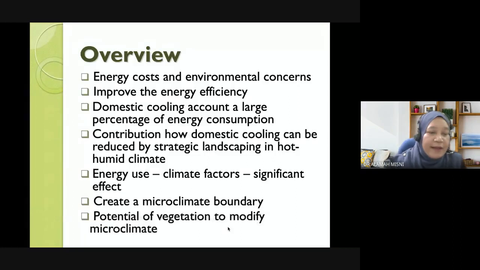In essence, climate factors have a significant effect on the balance of energy usage in buildings. By controlling the microclimates, it is possible to control energy usage for cooling or heating in buildings. So architects can create a microclimate boundary by manipulating the building envelopes and exterior environment. And if the microclimate condition around the building is very similar to the desired interior condition, very little extra energy is required.